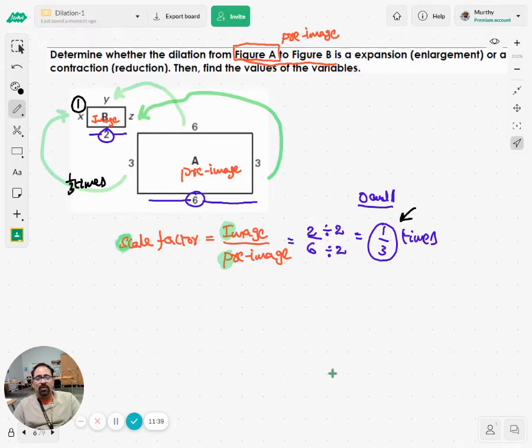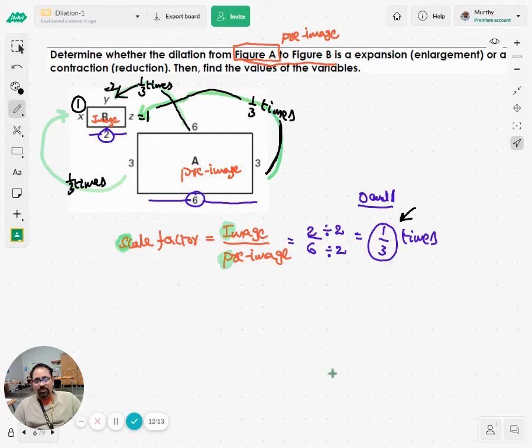Next, this one is again 1 over 3 times 3. That gives me 1 here. So z equals 1. And next, 1 over 3 times 6 gives me the value of y. You may make use of a calculator. 1/3 of 6 equals 2.